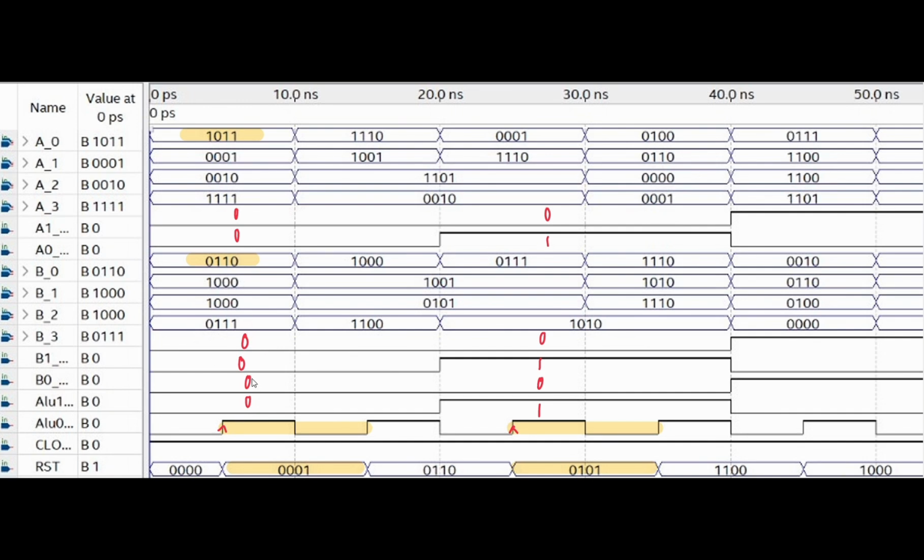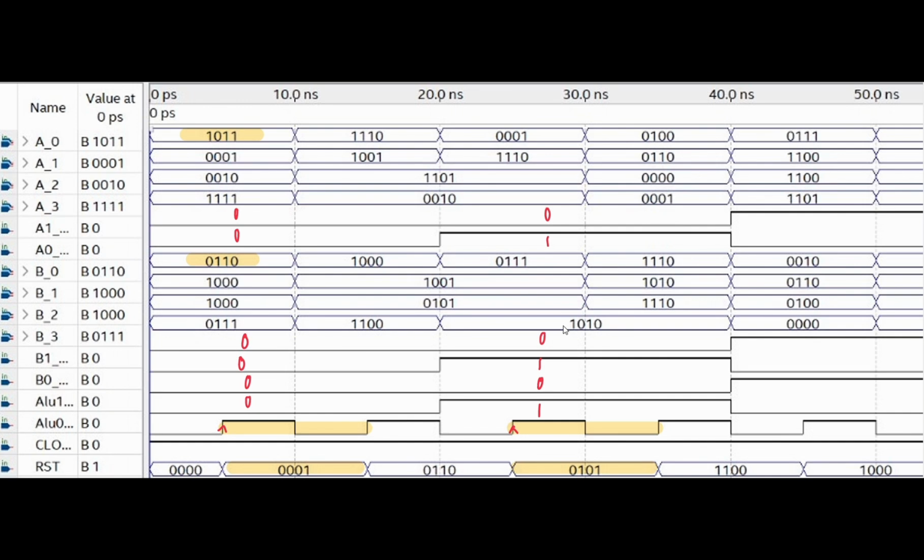The ALU operation selector is set to 0, 0, which means the ALU performs an addition operation. As a result, the output of the ALU is the sum of A0 and B0, which is 0, 0, 0, 1.